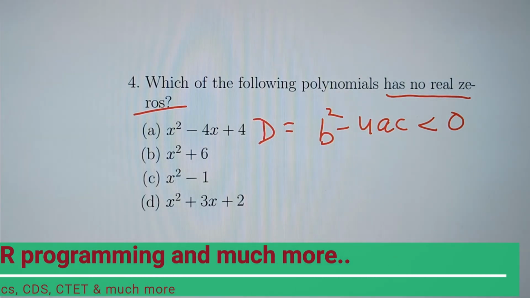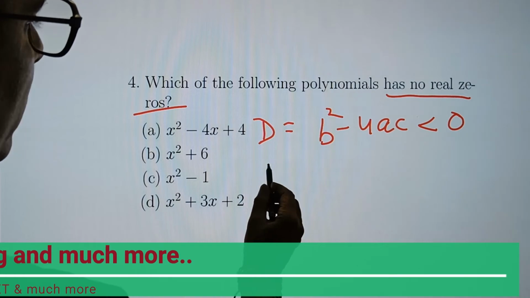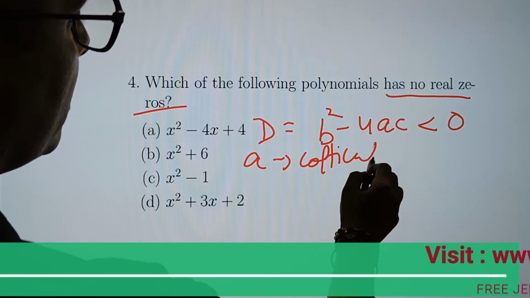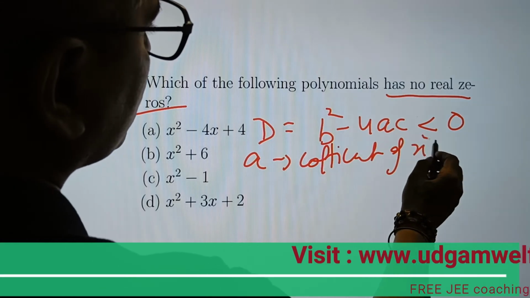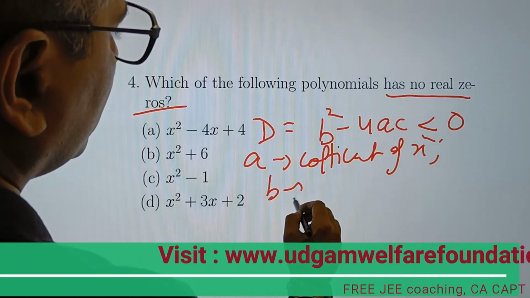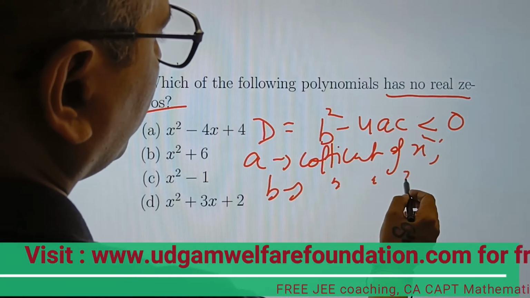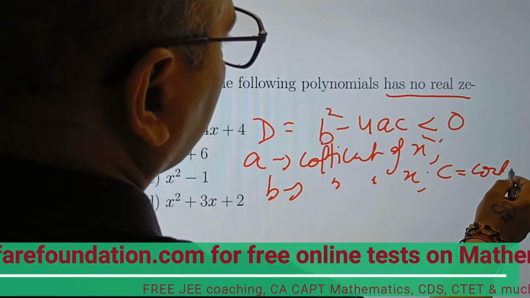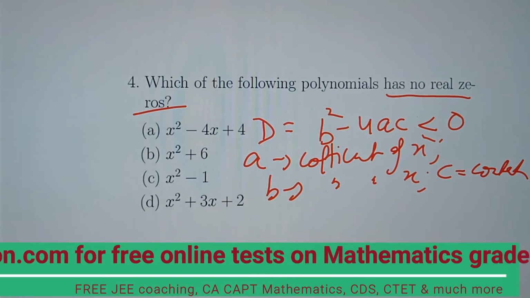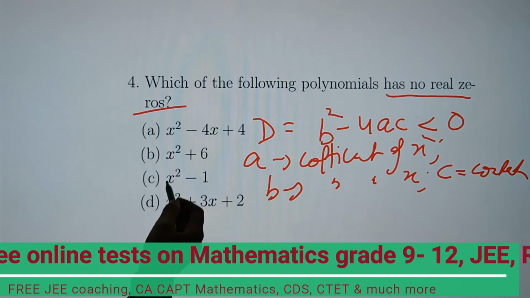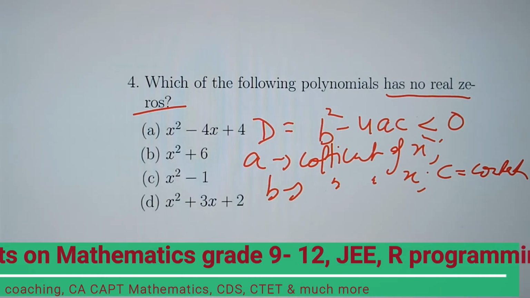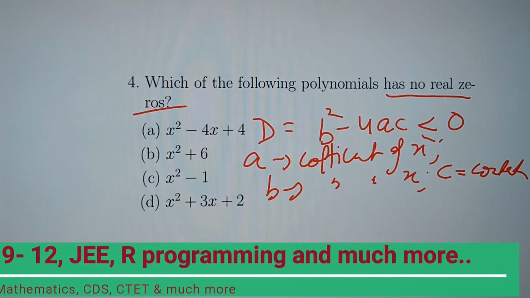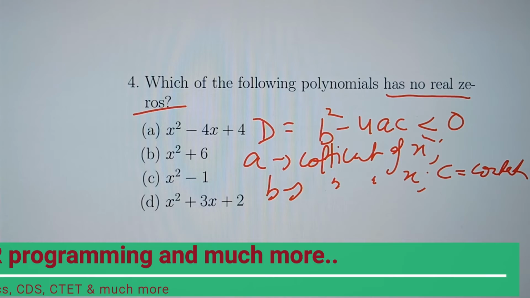So here what is b, a and c? So a is the coefficient of x square and b is the coefficient of x, and c is equal to your constant in the given equation. So here we have a as 1 in every case obviously, but we have to check whether b square minus 4ac is less than 0 in which particular case, in which option basically.